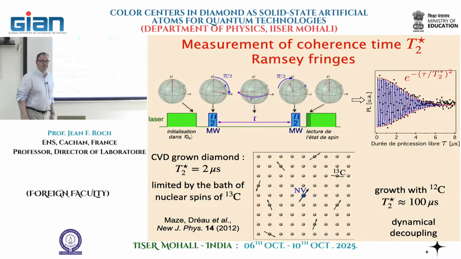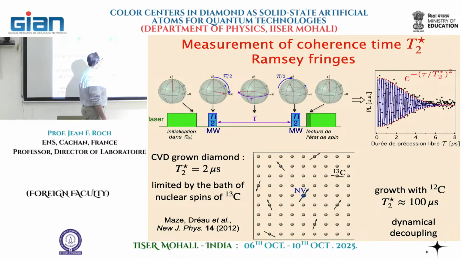Okay, the scheme that we discussed yesterday. If we now look at the photoluminescence intensity, which is measured during this time window for the integration, and we modify the duration of the free precession of the spin between the pi/2 pulses, then what we observe are those kind of fringes.